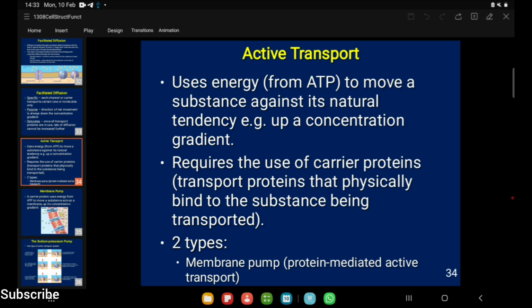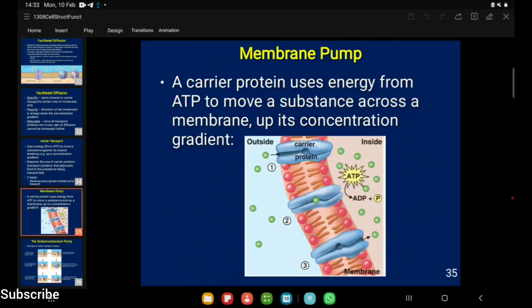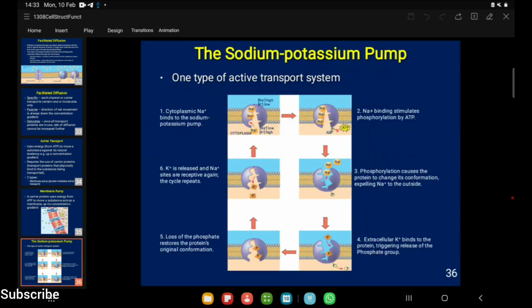Membrane pump, protein mediated active transport. A carrier protein uses energy from ATP to move a substance across a membrane up its concentration gradient. Next one is the sodium potassium pump, one type of active transport system.